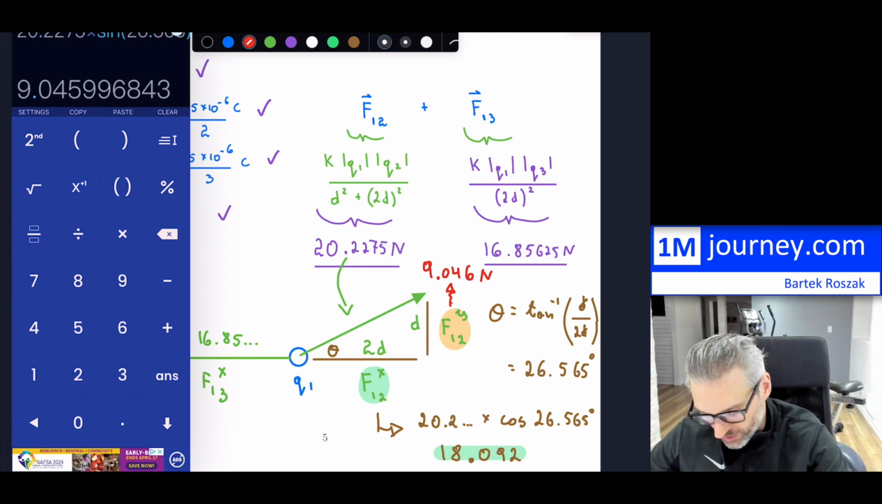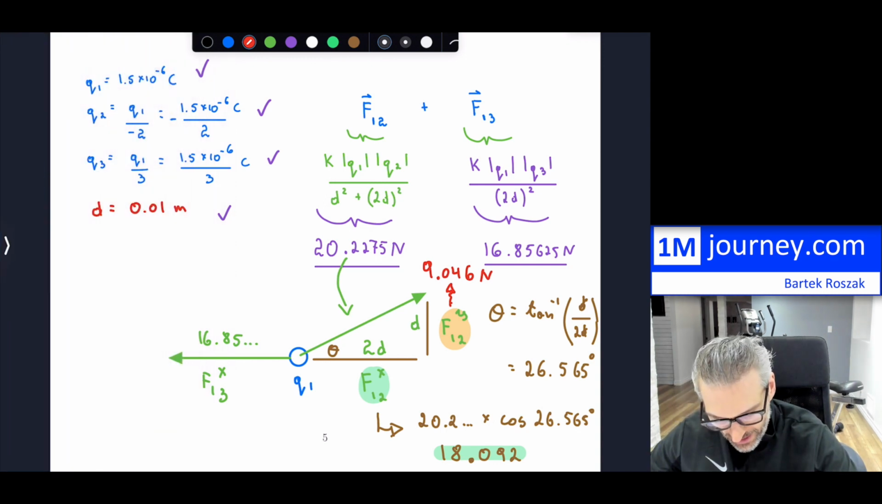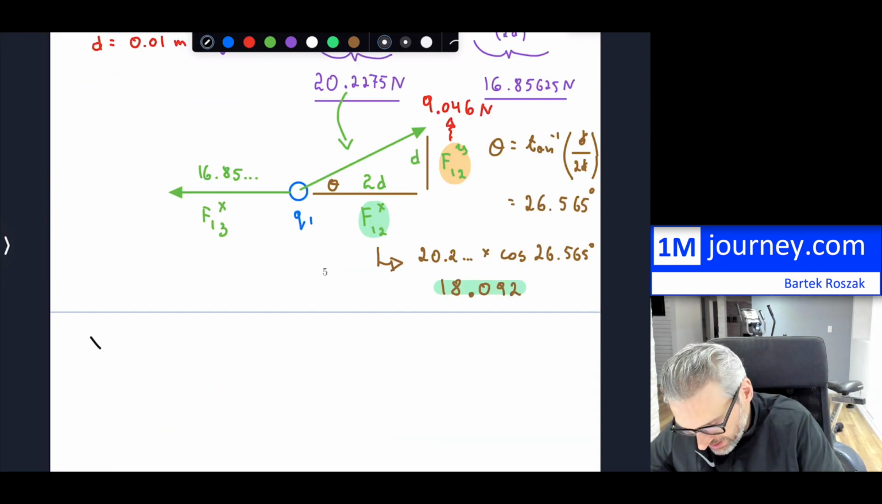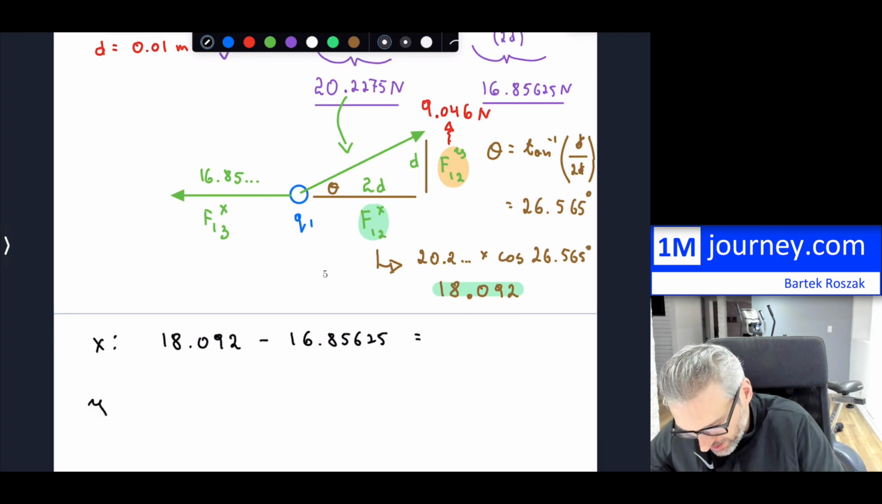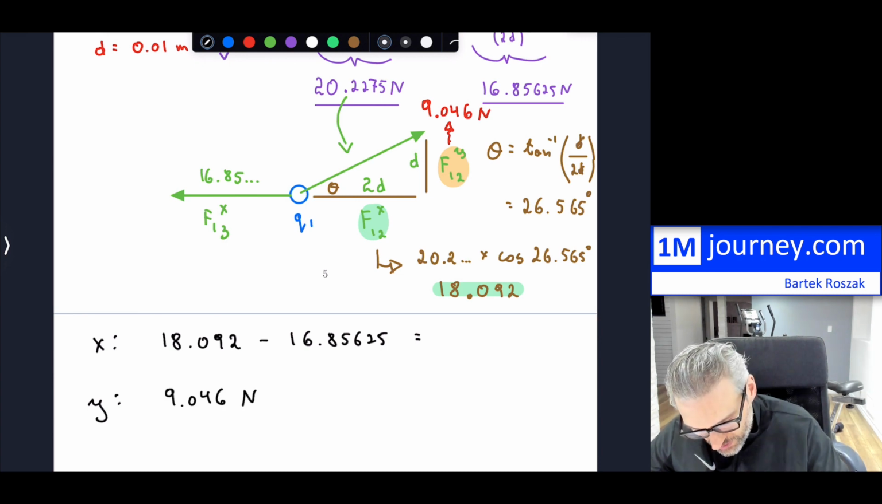So overall, this is what we have. So in the x component, we have 18.092 minus the 16.85625, right? So that is going to be in the x component, and in the y component, we have just 9.046. Okay, so this is newtons.